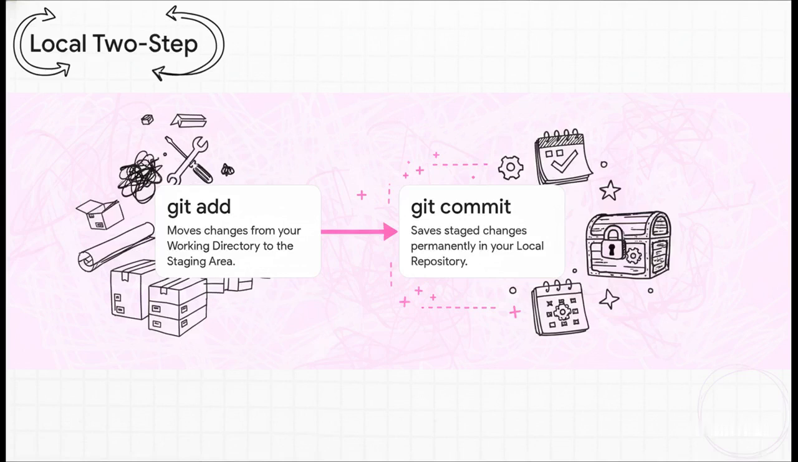Then, once you're happy with what you've staged, you use git commit. This takes that perfectly prepared snapshot from the staging area and locks it in forever in your local repository, along with a little message describing what you did.